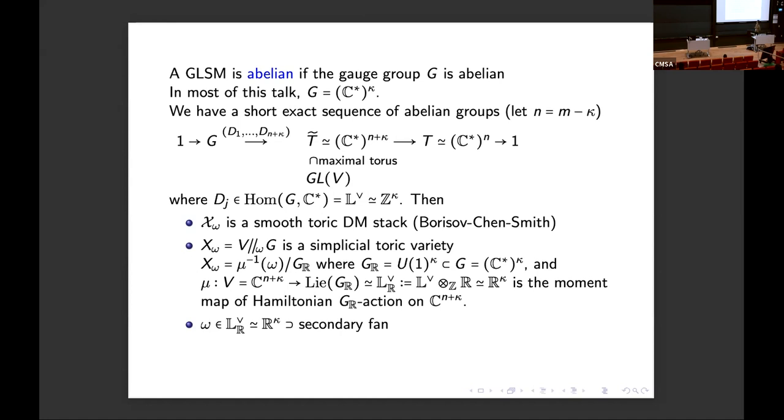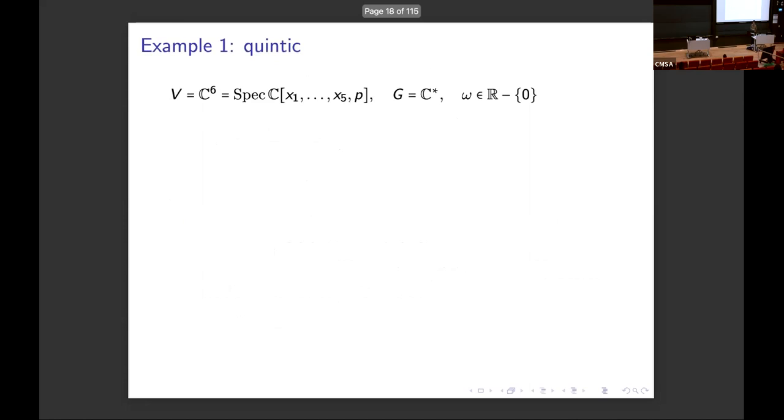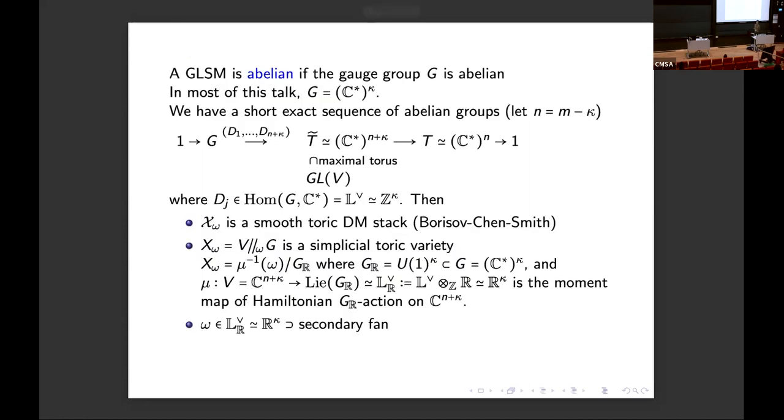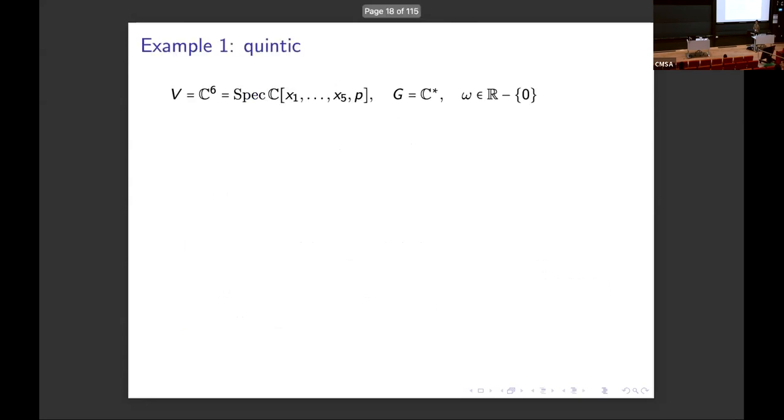And then the chambers, so there's a secondary fan in this kappa-dimensional space. This is a space of stability conditions. And the top dimensional cones are in one-to-one correspondence with the chambers of the stability conditions. So this is basic geometry. Let me just give some simple examples.